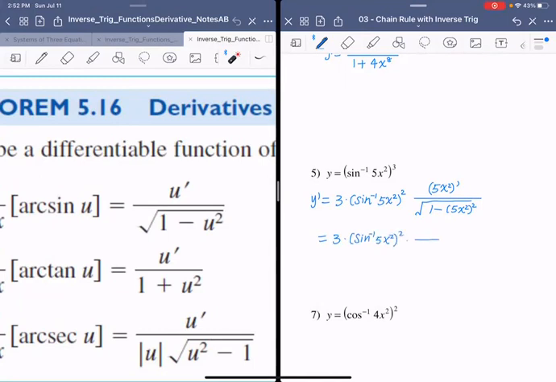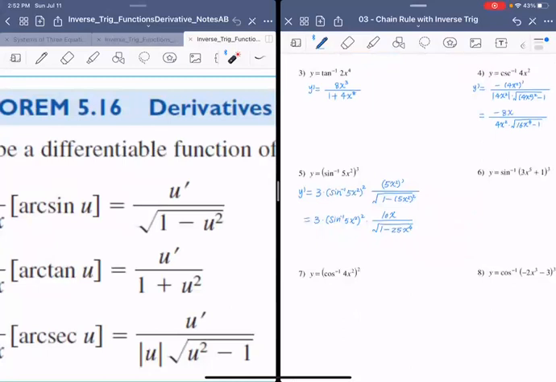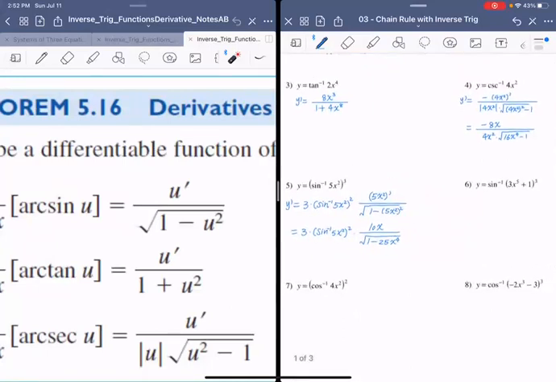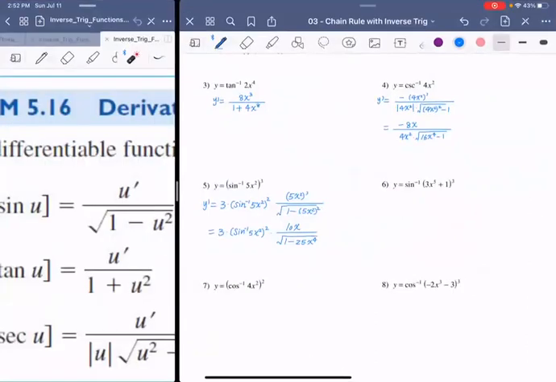And the derivative of x squared would be 10x. 10x, very good. And the square root of 1 minus 25x to the power of 4. That's it. Not too bad, right? Okay, hold on. You do one more.